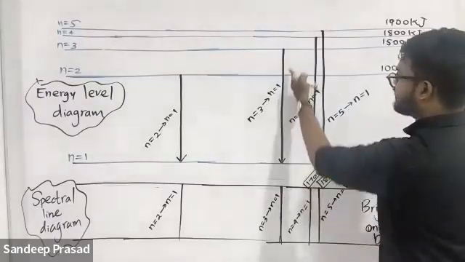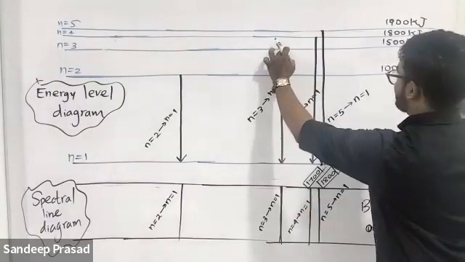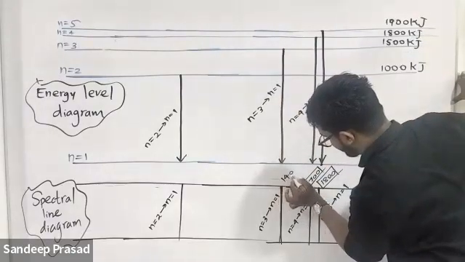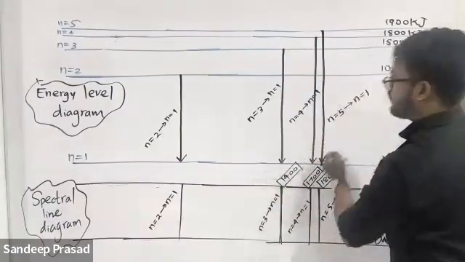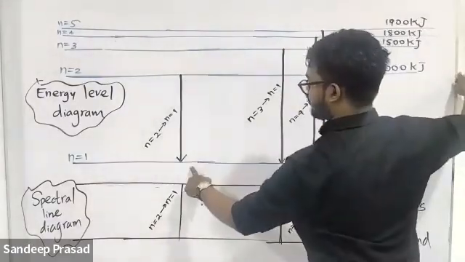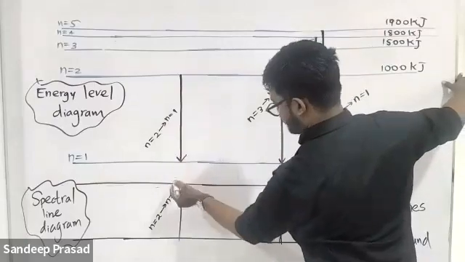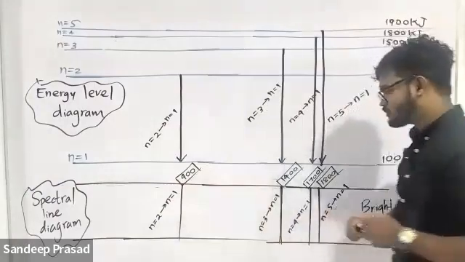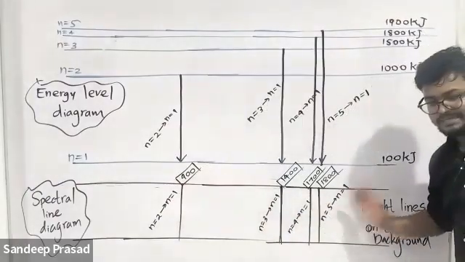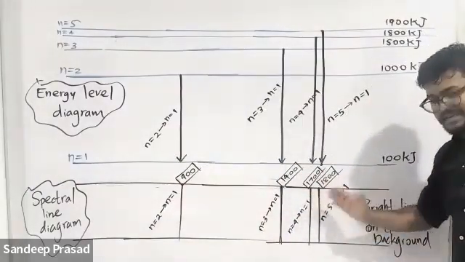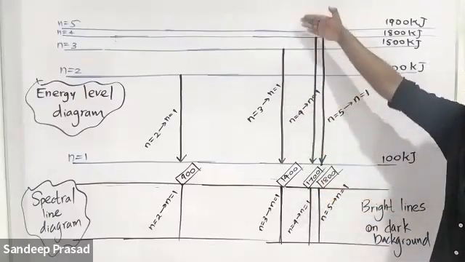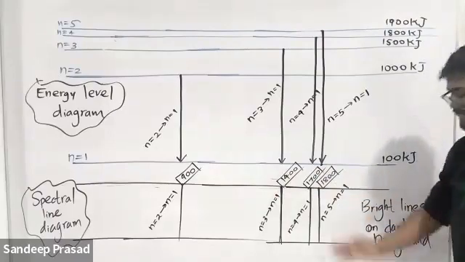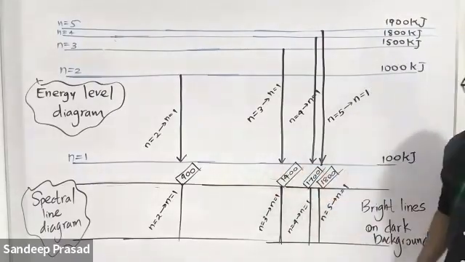Look at this one, n equal 3 to n equal 1. Energy gap is 1500 to 100, so that is 1400. And the energy gap between n equal 2 and n equal 1 is 900. Can you understand? So that's why the energy gap is decreasing. The spectral line diagram also represents that energy levels are decreasing. In the same way, spectral lines also decrease in energy because these energy gaps are decreasing.